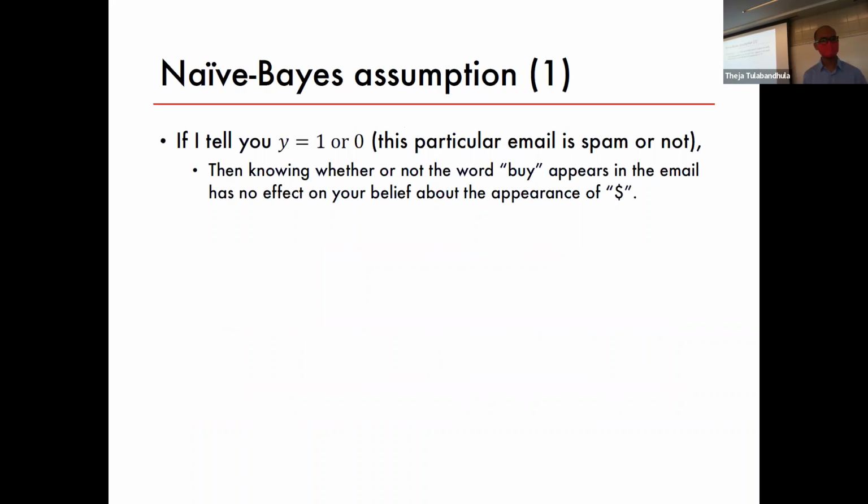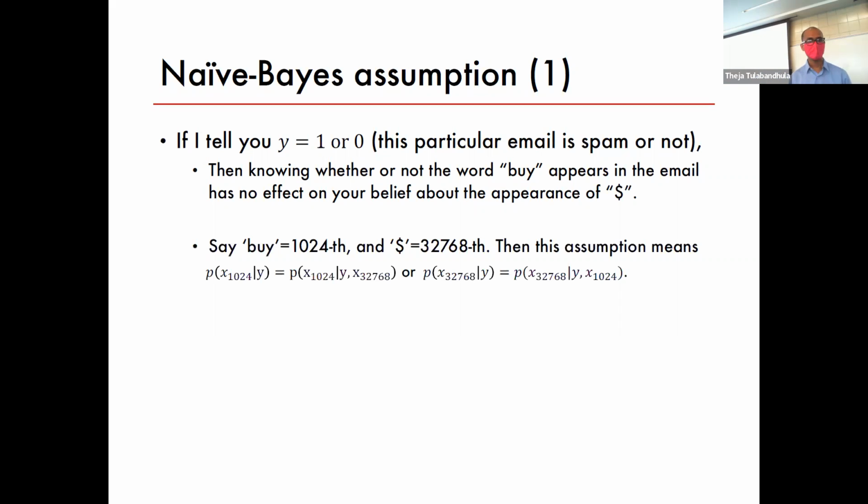I guess that's what I wrote here. So if I tell you whether y is equal to 1 or 0, whether this particular email is spam or not, then knowing whether or not the word buy appears in that email has no effect on whether the word or the symbol dollar appears or not. So basically, let's say buy is the 1024th word and dollar is like the 32,000th word. Then the assumption just means exactly this.